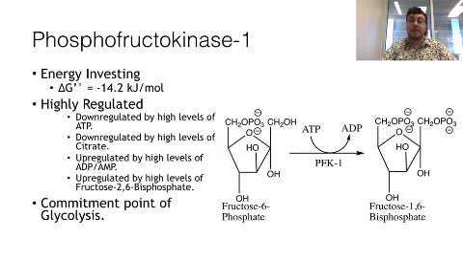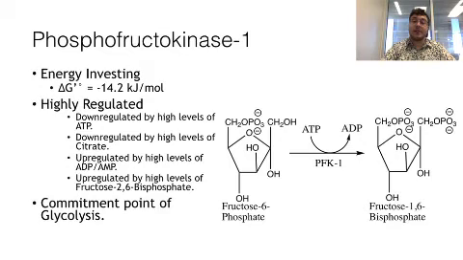PFK1 is downregulated by high concentrations of ATP, since if the cell has high levels of ATP, that means it has high levels of energy and therefore does not need to create more energy. It's also downregulated by citrate concentrations, since if there is a high level of citrate in the cell, that means that the TCA cycle is about to create a lot of ATP through the electron transport chain.